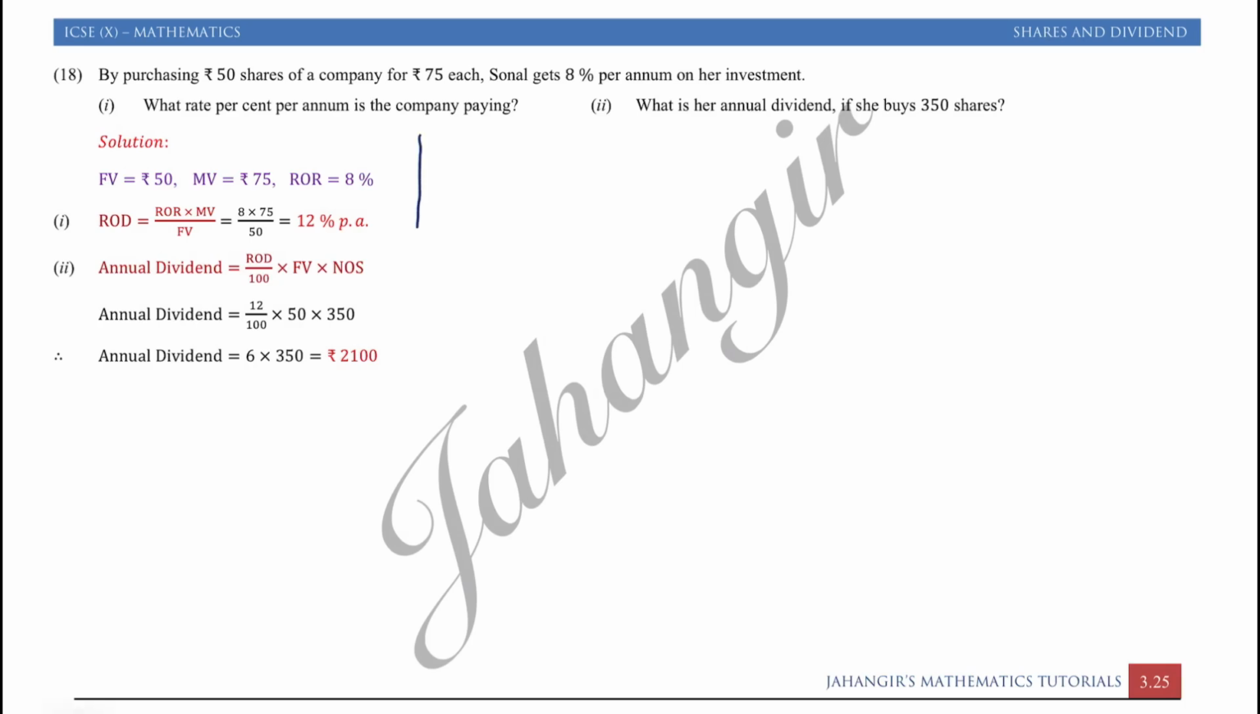Question number 18. By purchasing rupees 50 shares of a company at rupees 75, means you are purchasing rupees 50 shares, so its face value is rupees 50 and its market value is rupees 75. Sonal gets 8% per annum on her investment. Means her rate of return is 8%. Whatever percentage we are getting on the investment, her rate of return is 8%.